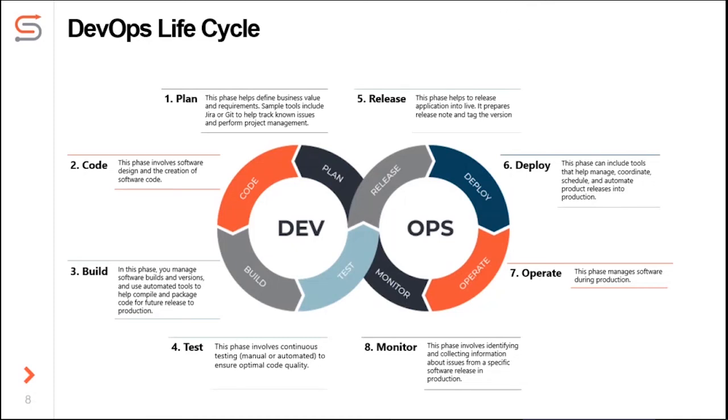So first, once you determine what your product is, you're going to plan, code, build it, test it, and then where DevOps comes into play is when we start doing the release, deploy, and operate and monitor. So that's the entire DevOps lifecycle that we would go through to work with your product and implementing DevOps.